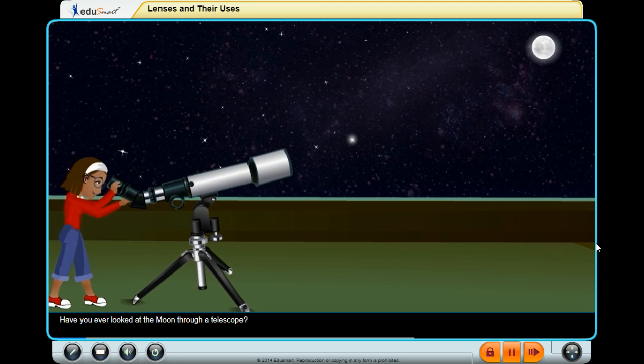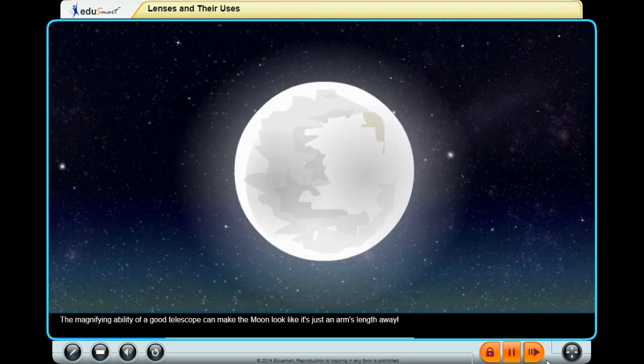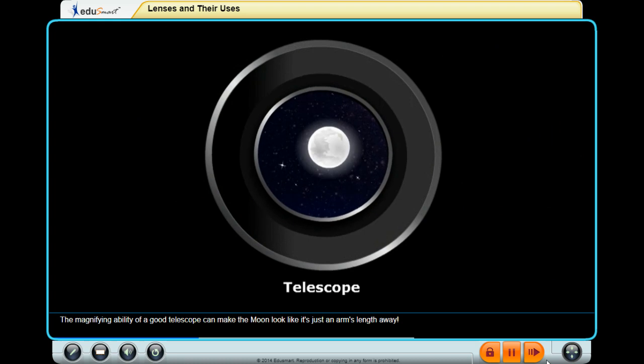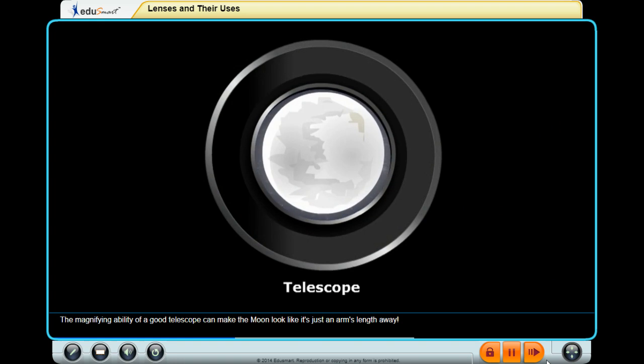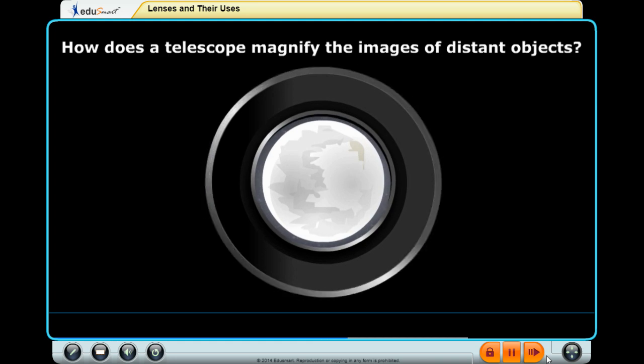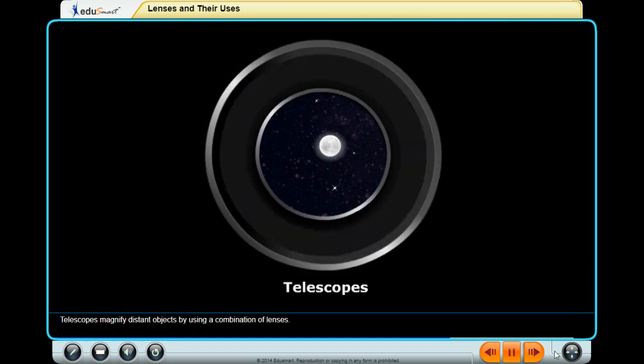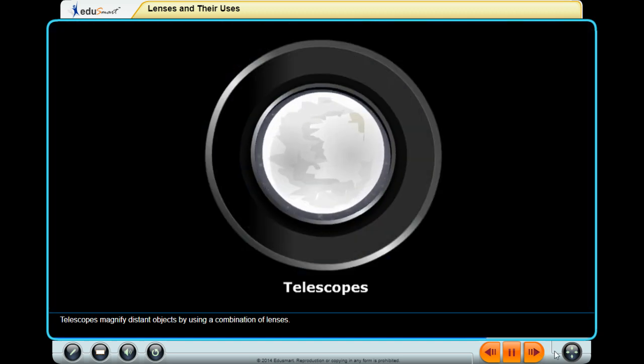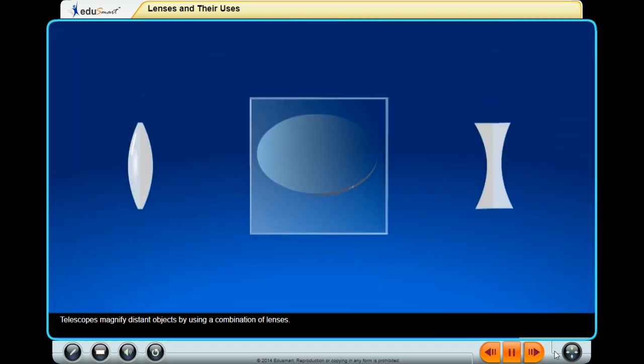Have you ever looked at the moon through a telescope? The magnifying ability of a good telescope can make the moon look like it's just an arm's length away. How does a telescope magnify the images of distant objects? Telescopes magnify distant objects by using a combination of lenses.